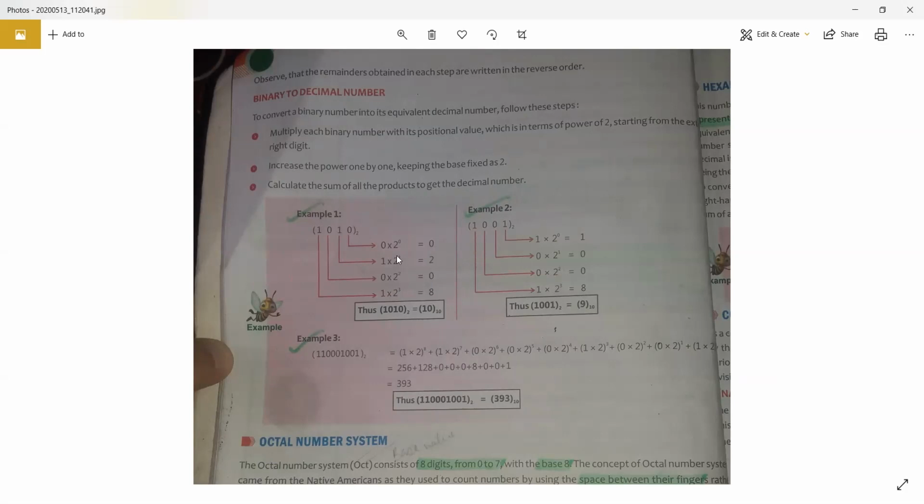And let me tell you, anything raised to power 0 is always 1. So do not understand that 2 raised to power 0 is 0. It is always 1 only. All right, why have we written 0?